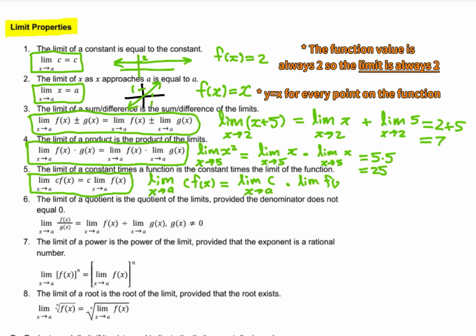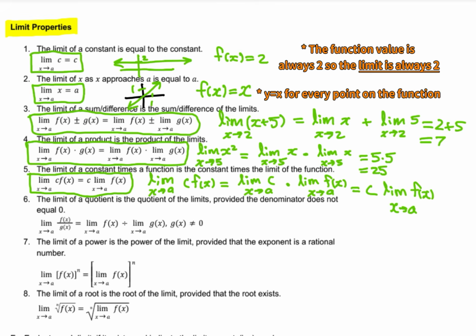We can take the 5 outside of the limit. So we have 5 multiplied by the limit as x approaches 3 of x. The limit of x is 3. Therefore, we have 5 times 3. That gives us 15. So our answer is 15.